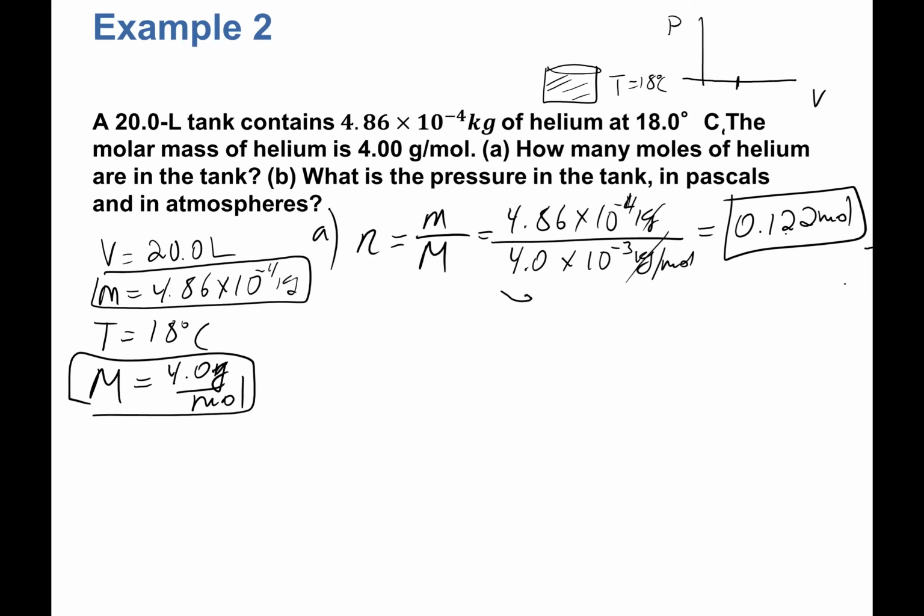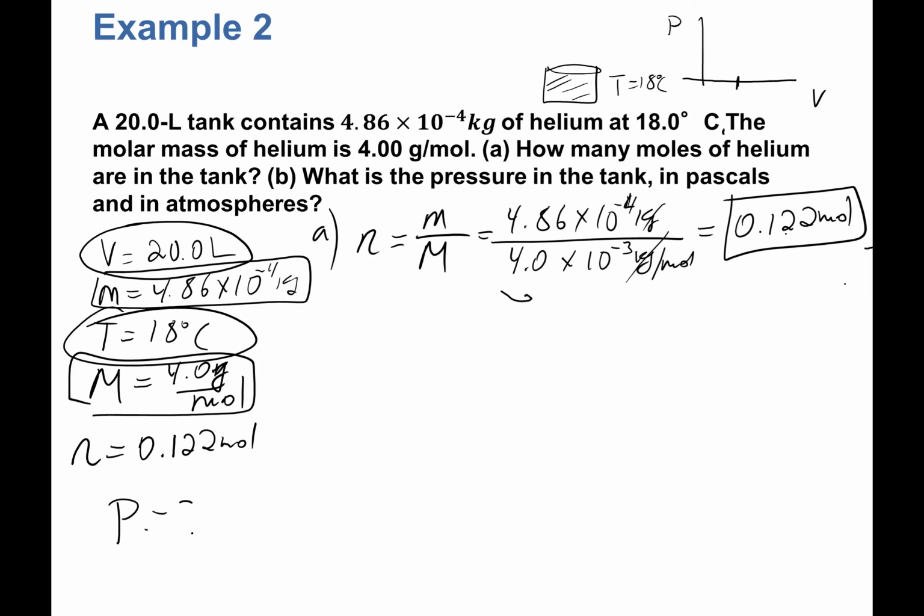Now what I have here is one state variable, which is the volume, another state variable, which is the temperature, and another one, which is the number of moles, 0.122 moles. What I want to find here is the pressure. For this particular state, I can use PV equals nRT to solve for pressure, which is nRT divided by V, and I have pretty much everything that I want.